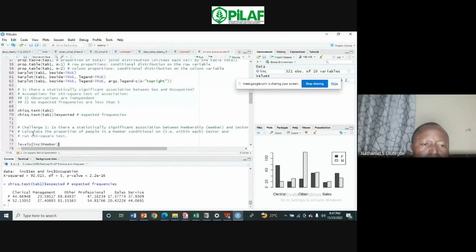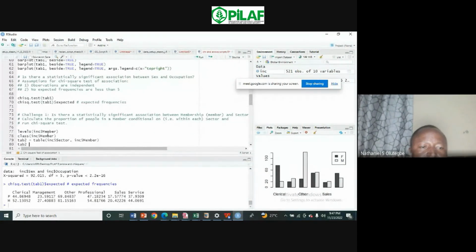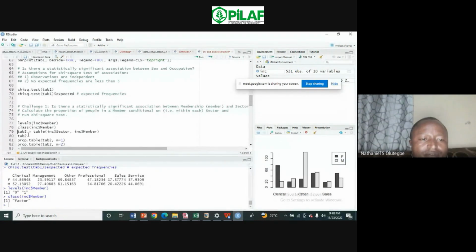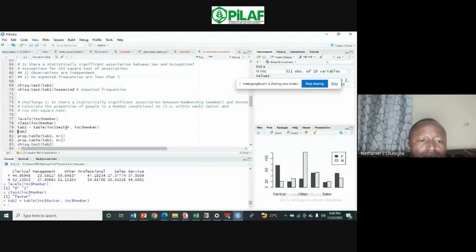Now, another one that we may want to look at is the relationship between sector and membership. We have levels for membership: non-member and member. Of course, the class is a factor, so we are good to go. We have a contingency table for the two variables, sector first, then member second. Either can come first. It's about association.